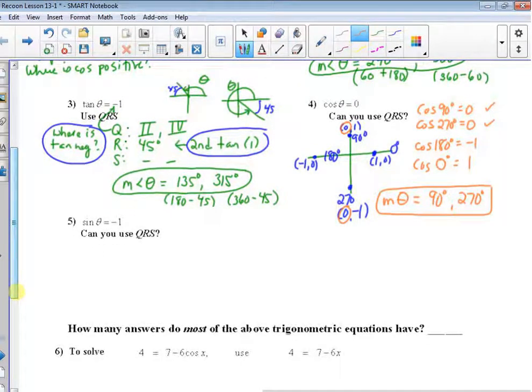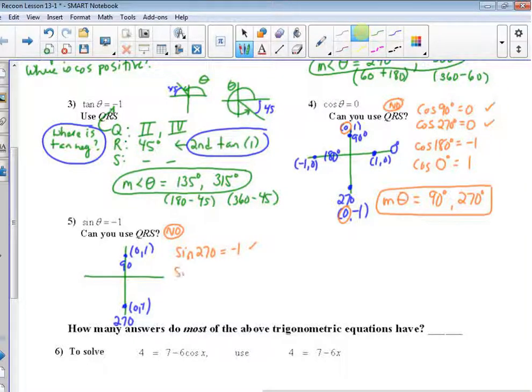So can you use QRS? No. Same thing with sine theta equals -1. No. If you look at the unit circle, again, we're looking for where y coordinates are -1. So I believe down here we have a y coordinate of -1 at 270. Up here our coordinate is 0, 1, and that's 90. And the other two, they're both 0. So the only one that's going to work for this one is the sine of 270 is equal to -1.